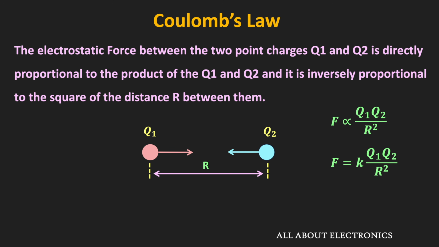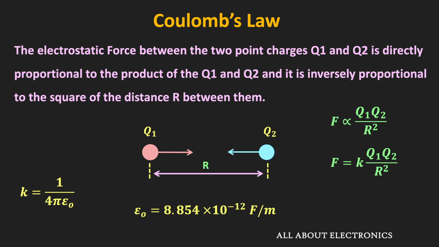It can be given as 1 divided by 4 pi times epsilon naught, where epsilon naught is the permittivity of free space. Basically, this permittivity represents the ability of free space to permit these electric field lines, and its value is equal to 8.854 times 10 to the power minus 12. That means here we are assuming that the two charges are in free space.